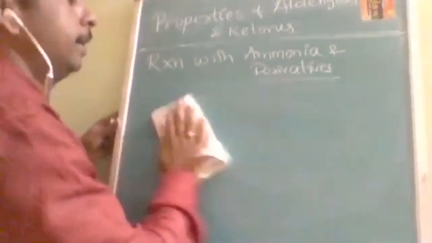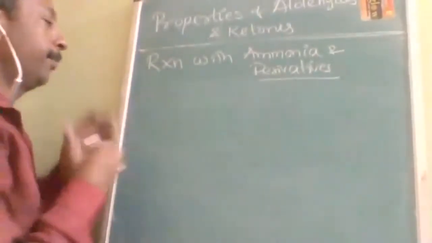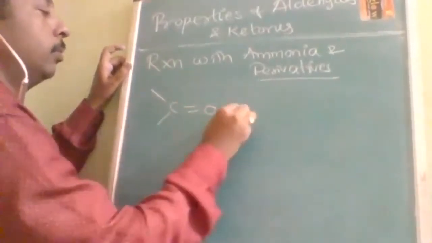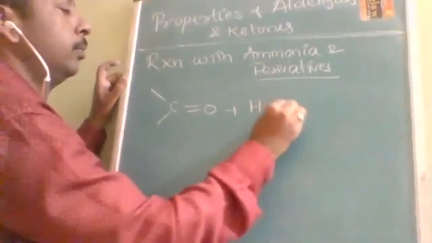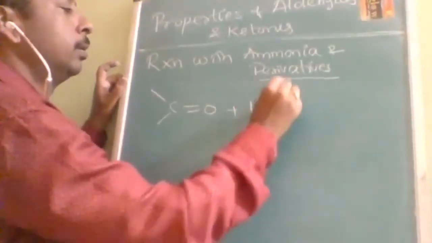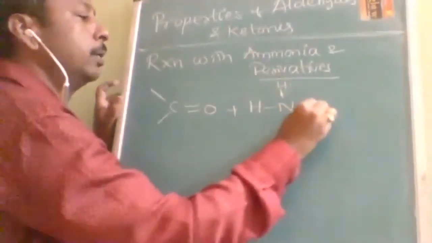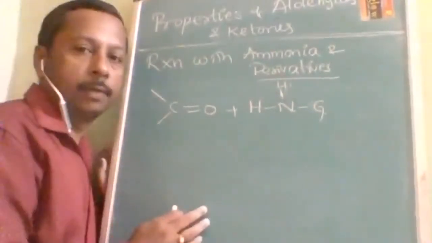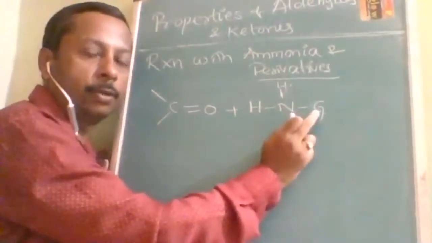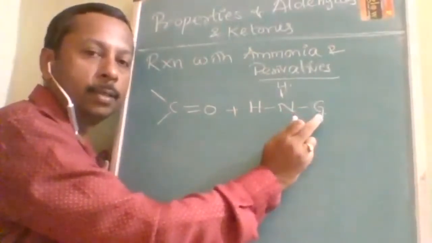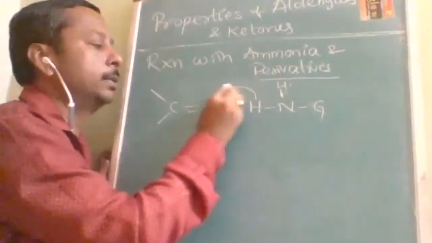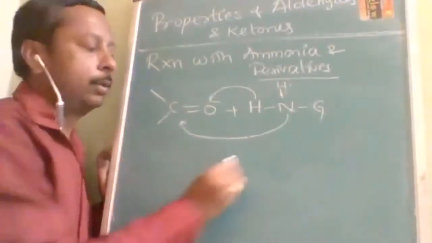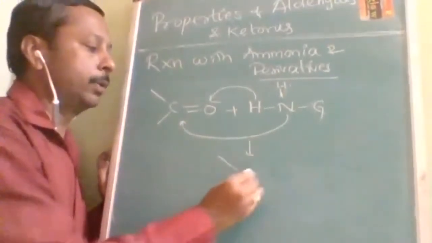The basic reaction is the same. So this is the first, C double bond O, and hydrogen and some group will be attached. This is the general ammonia and its derivative. If it is ammonia, it is going to be hydrogen; for a derivative, there will be some other group. As the basic fundamental rule, the first step is going to be the same. What is that?